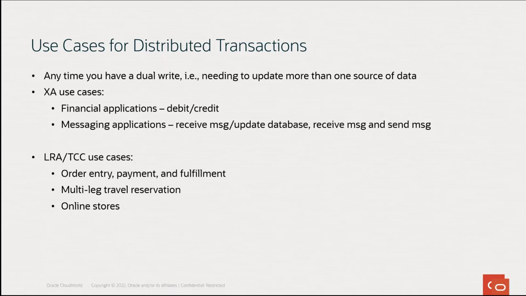For long-running actions and try, confirm, cancel, these are used where maybe XA is not appropriate. This would be especially the case for things that are long-running actions, where you're taking input from a user or something like that. So that might be order entry. It might be doing something like a multi-leg travel reservation, like we do in our samples. Online stores as well, so filling a shopping cart and then submitting that shopping cart and getting payment made. All those various steps would be suitable use cases for long-running actions or potentially try, confirm, cancel.